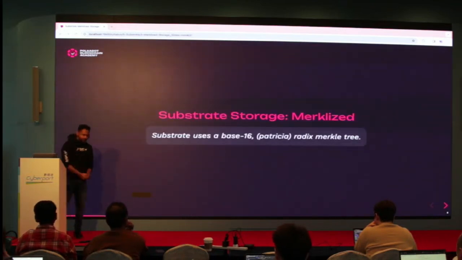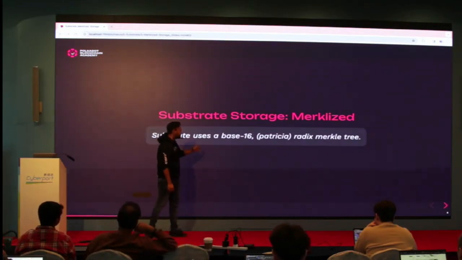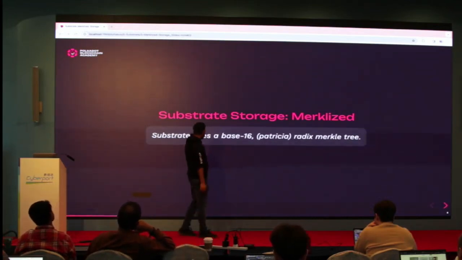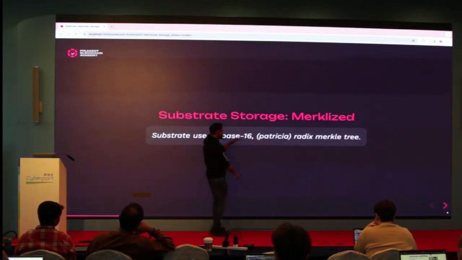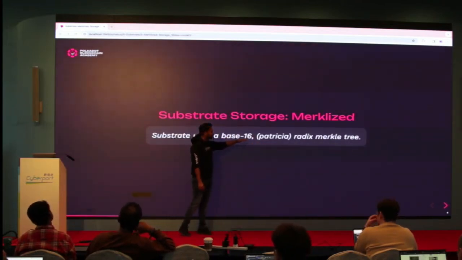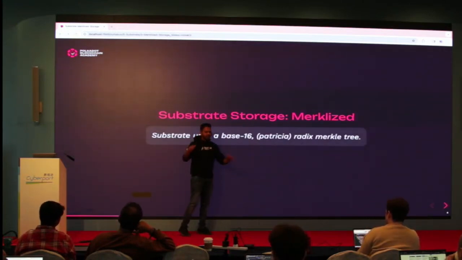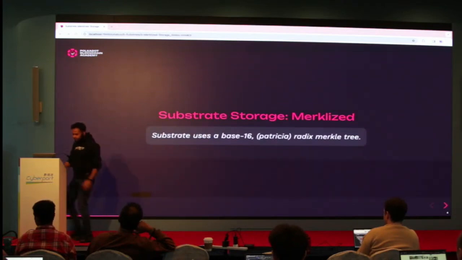Okay, so if not that, what else? What Substrate uses is a Merkle tree. You guys already said that. It's a base 16 radix Merkle tree. I will get to each term, but base 16 means every node can have 16 children. I'll go to the other terms that we used.